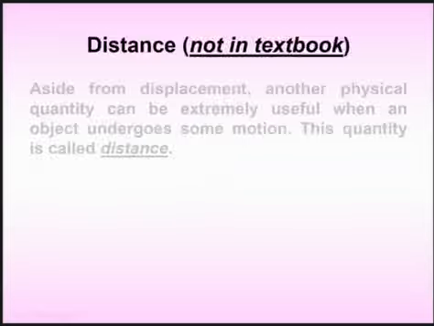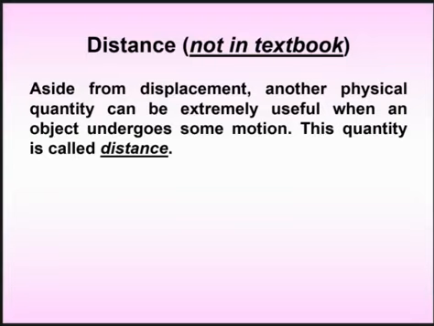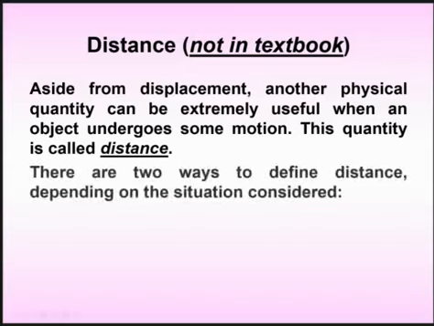Perfect. Okay. It's not really done well in the textbook, maybe in a couple of lines, so I want to go deeper. Aside from displacement, another physical quantity can be extremely useful. It happens to be also the most famous of the two. It can be extremely useful when an object undergoes some motion. This quantity is called distance. There are two ways to define it depending on the situation.